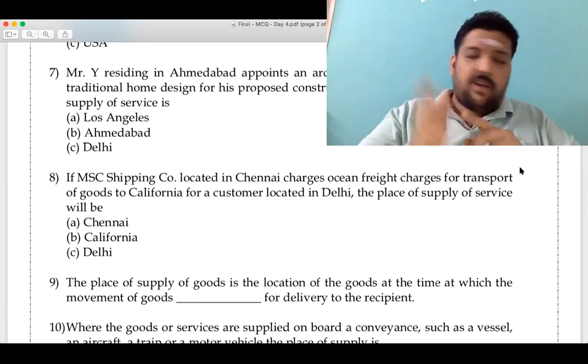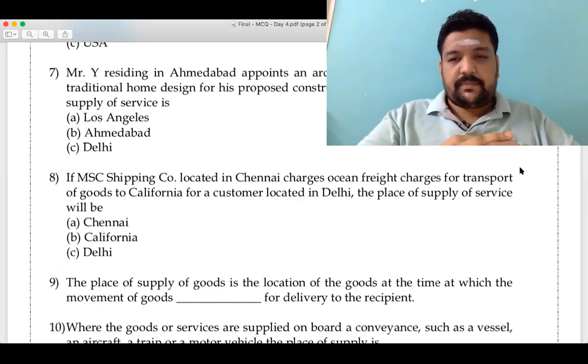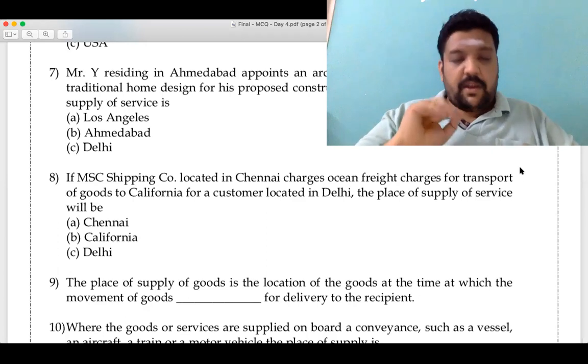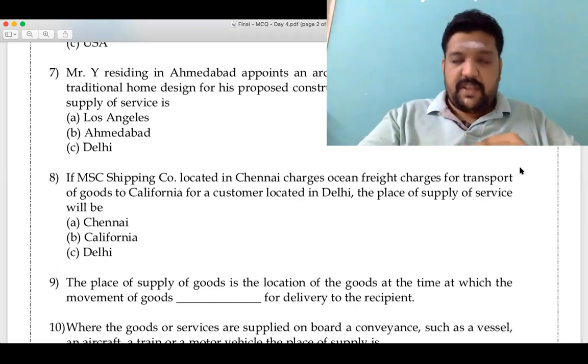And this question already appeared in exam as a 2-mark question, just for your information, as a descriptive 2-mark question. I converted it into an MCQ.